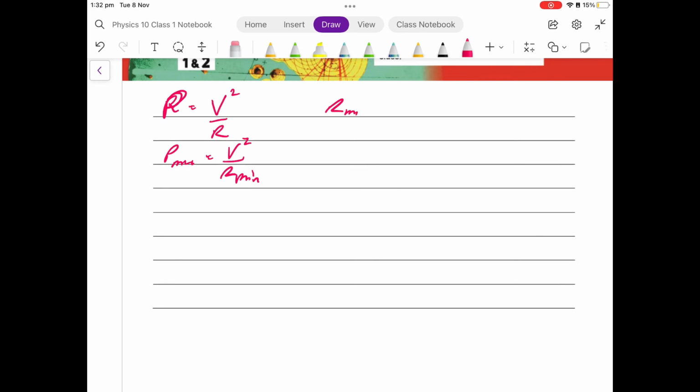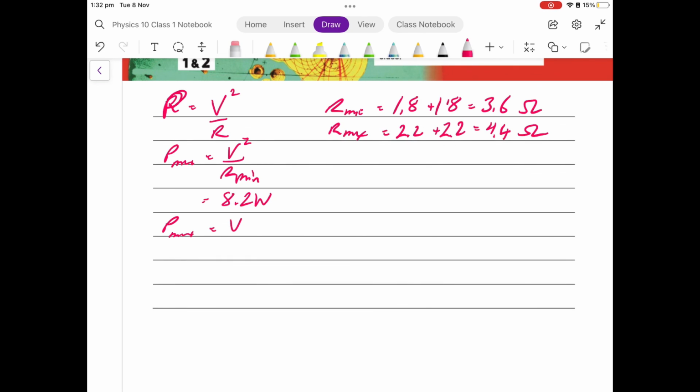Similarly, our minimum power will be for our maximum resistance. We've got 2 resistors in series, 10% low, 1.8 plus 1.8 gives us 3.6. The 10% high, 2.2, with another 2.2 in series gives us 4.4, obviously in ohms. Right, so we find our maximum power, our minimum power. Our maximum power output is 8.2 watts.